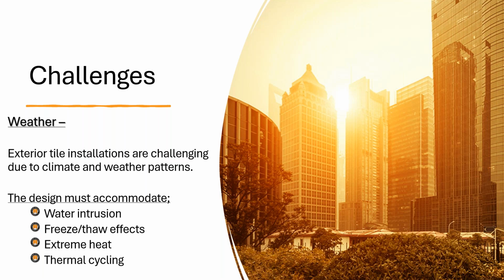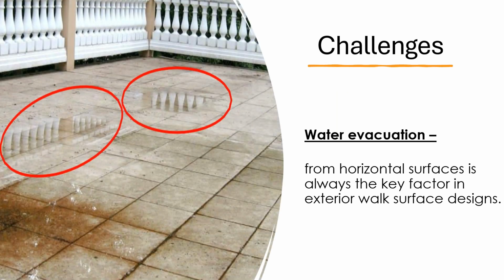Probably the most difficult challenge that we have to face with exterior installations is the weather. The design must accommodate water intrusion, freeze-thaw effects, extreme heat, and thermal cycling. Those are all characteristics of exterior tile installations that aren't usually found in any other situation. So when we have water evacuation, it's always the key factor in exterior walk surfaces. We don't want water to remain on the surface, as you see in this photograph. That's a danger. It's a slip resistance danger, and it's also not doing any good to the interior of that installation. It's soaking in, and it has nowhere to go.